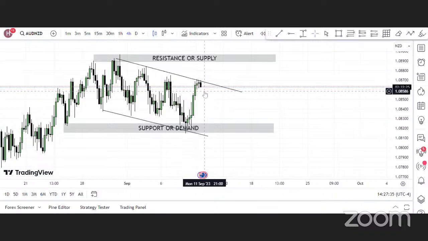So that is what trend line is all about, and that is what our support and resistance is all about. Guys, if you have any question, please you can ask me before I proceed. You can ask me any question before we proceed.